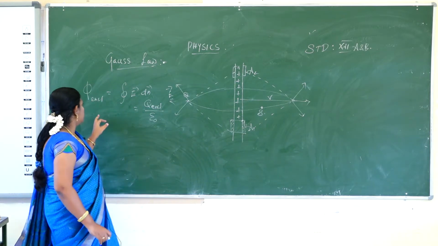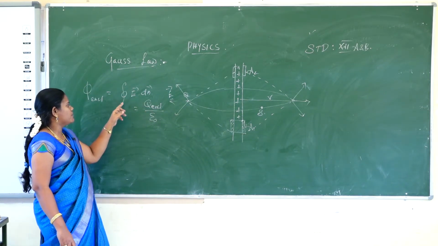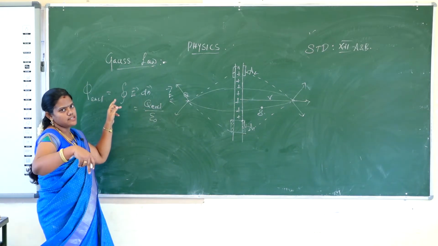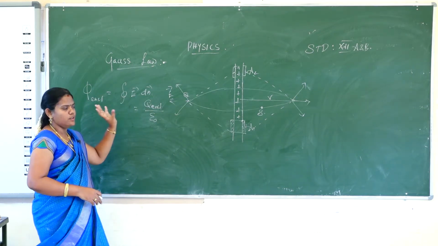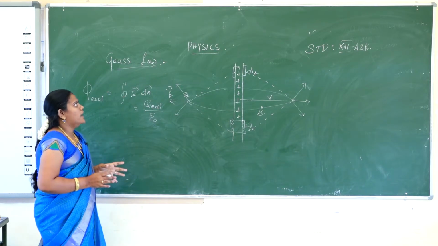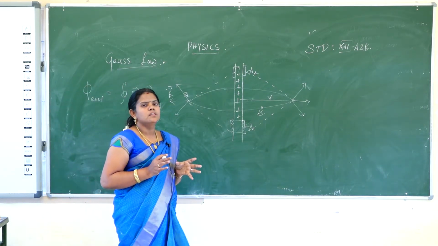In Gauss law we consider the closed integral, so you should mention the closed surface. The circle on the integral sign indicates the closed integral. Okay, that is Gauss law, and it can be applied in various ways.